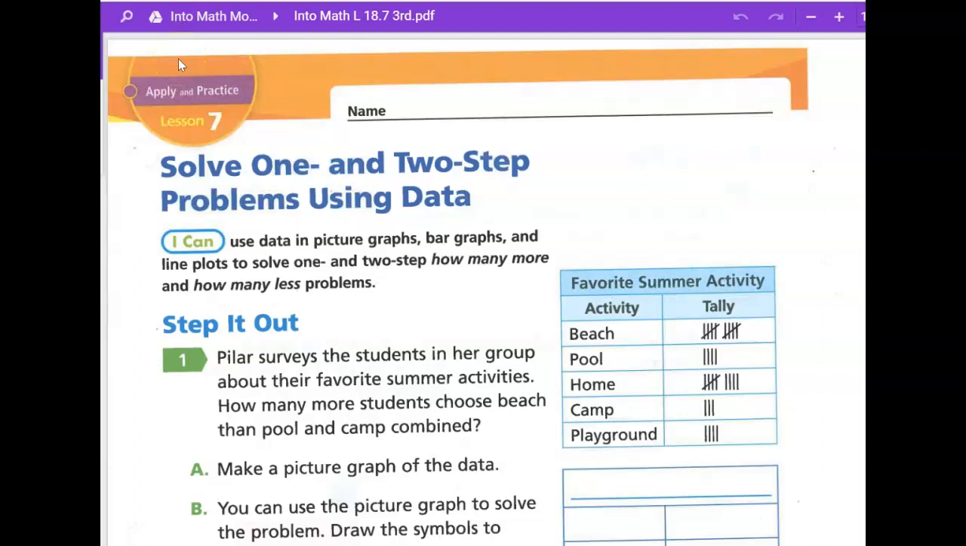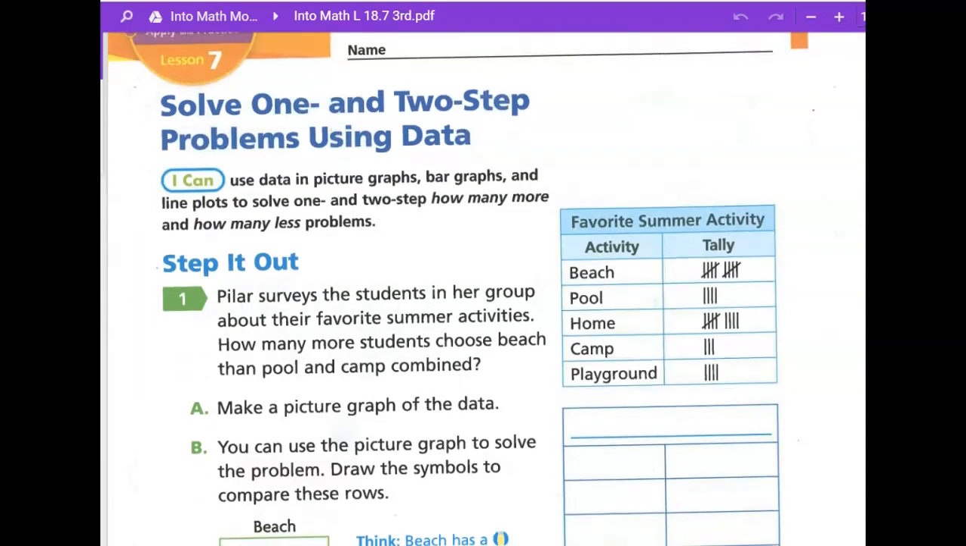Good morning. Today we're working on math lesson 18.7, solve 1 and 2 step problems using data. Now, 1 and 2 step, so that means we're probably going to have to solve more than one equation while we're doing these. Let's read our I can statement together. I can use data in picture graphs, bar graphs, and line plots to solve 1 and 2 step how many more and how many less problems?